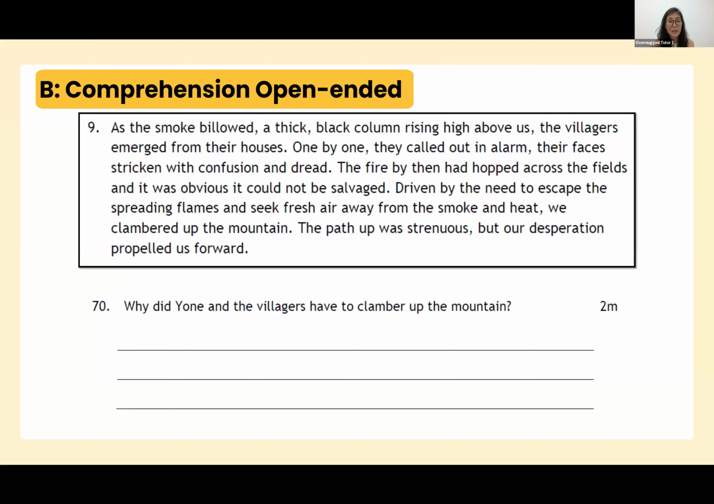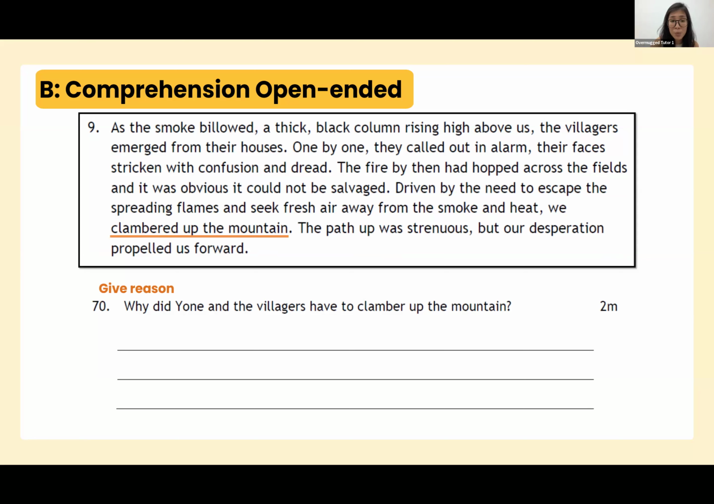Question 70. Why did Yone and the villagers have to clamber up the mountain? In this case, the question is asking you for why, which means that you must give reason. In fact, because it's a 2-mark question, you have to give 2 reasons. So look carefully. This question doesn't tell you which paragraph to source from, but how did I know I should be sourcing from paragraph 9? That's because the keywords are right here, same as the question, clamber up the mountain.